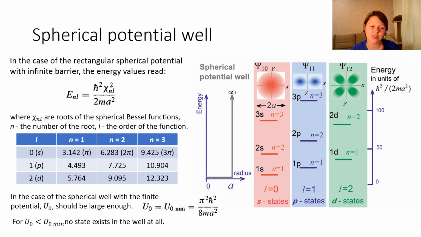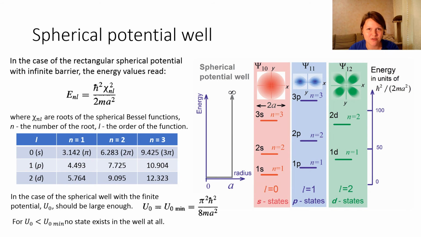And this is the main difference between the three-dimensional case and the one-dimensional case. So in the one-dimensional case, the minimum of the potential energy is 0. But in the three-dimensional case, the minimum of the potential energy is this one.